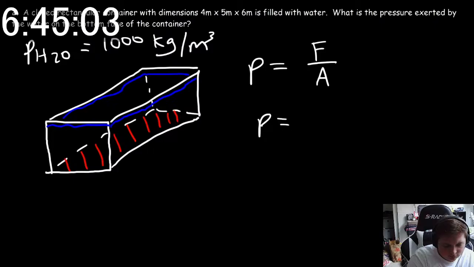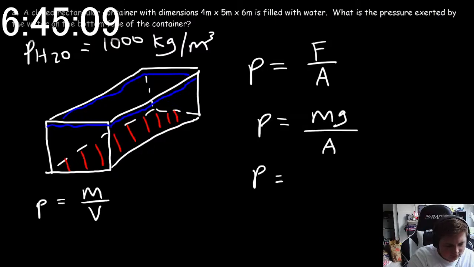Now, the force is the weight of the water, which is mg. And we don't have the mass of the water. However, we know that density, which is rho, is mass over volume. Don't confuse this with pressure. So the mass of the fluid, if we multiply both sides by V, is density times volume.